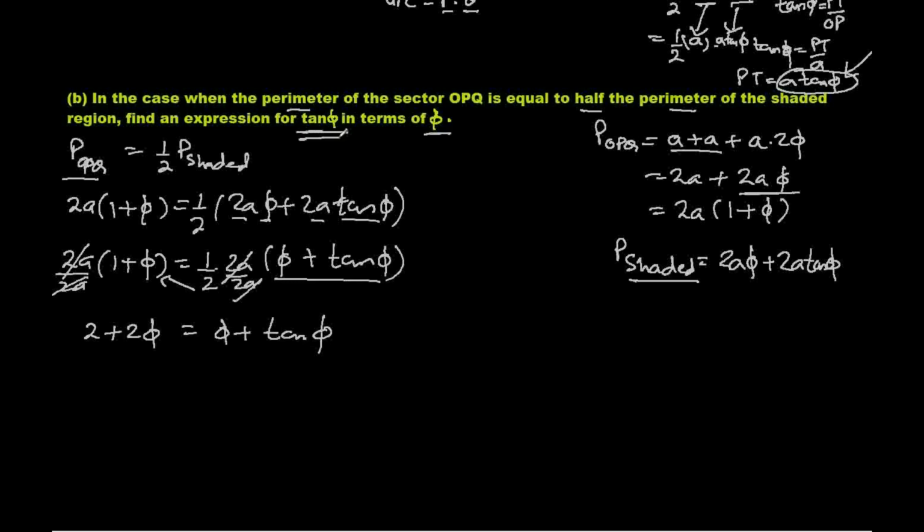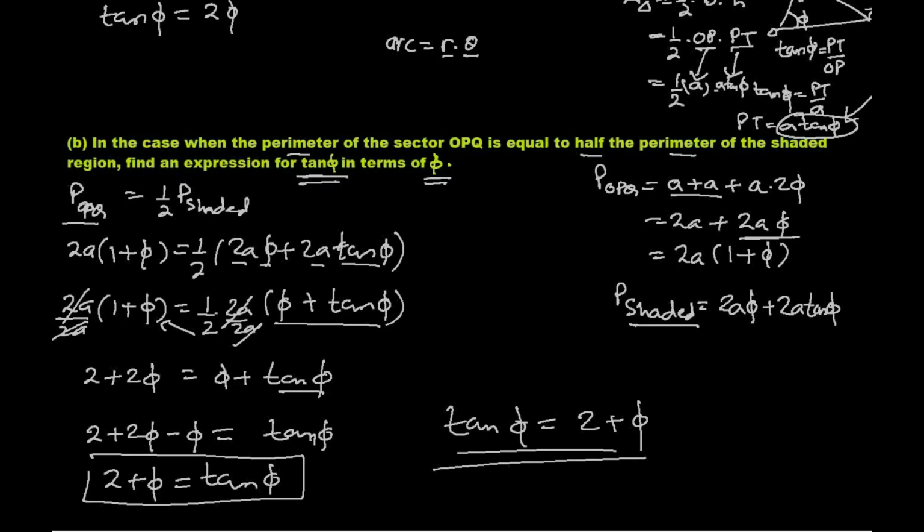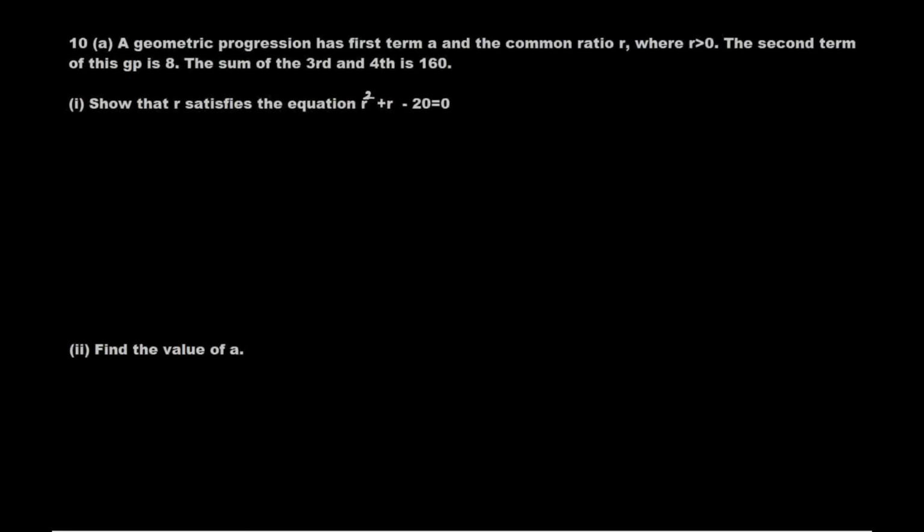They want tan phi in terms of phi, and that's what we're going to do now. Tan phi will stay, keep it here, and here we get 2 plus 2 phi minus phi, so 2 plus phi equals tan phi. This is our relation, tan phi in terms of phi. Bring on the next question, number 10.